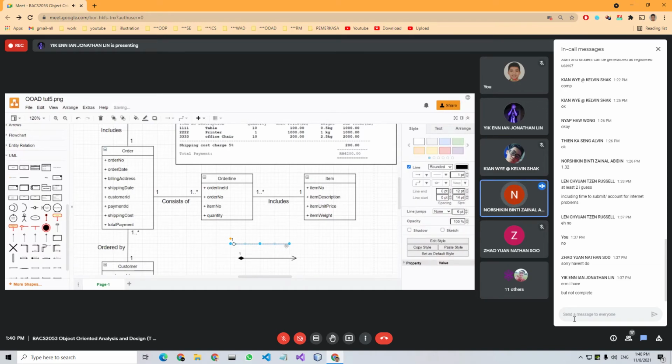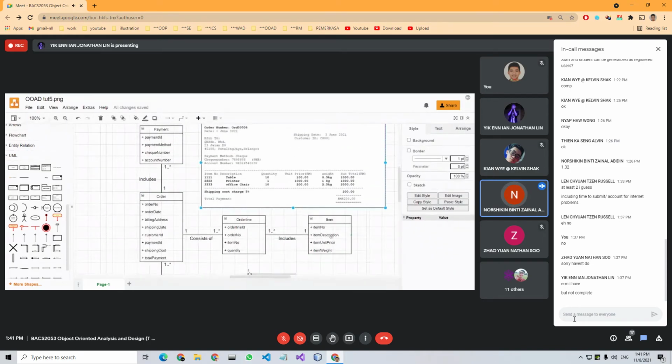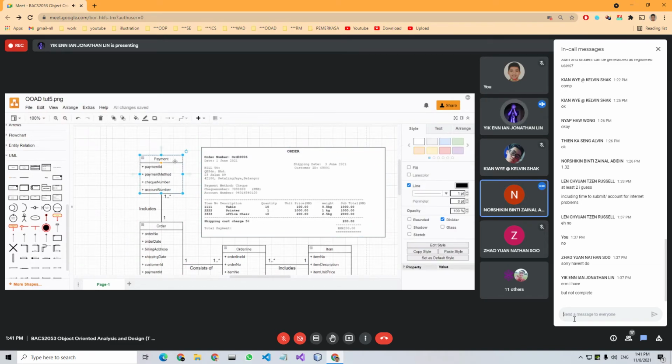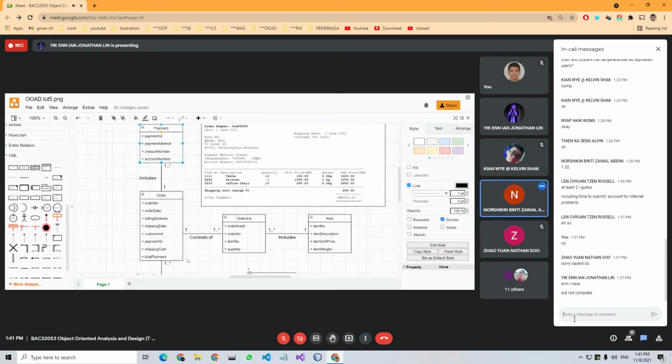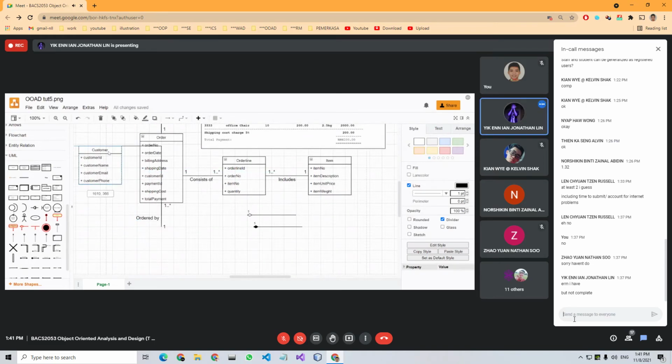As I can see from your diagram here, do you think that you need a payment class here? Oh, you have that payment up there. Yeah, you already have it up there. I didn't see it just now. Yeah, this one. Maybe I move this one here, easier.